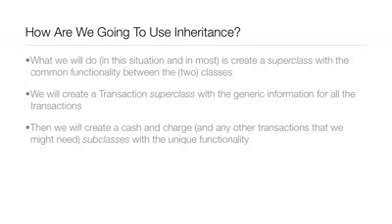Now, how are we going to use inheritance? Well, I already touched on this a little bit. What we're going to do in this situation, and in most, is create a superclass with the common functionality between, in our case, the two classes. We will create a transaction superclass with the generic information for all the transactions. And then we will create cash and charge subclasses, and any other transactions that we might need, with the unique functionality.